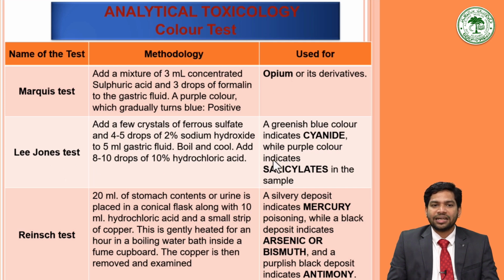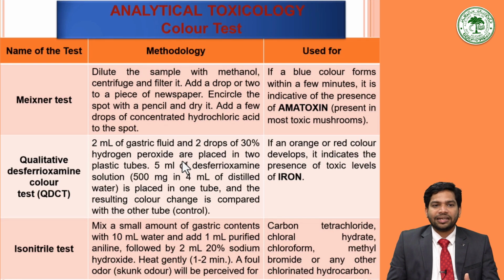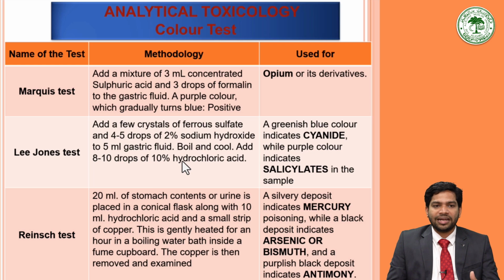Then Lee-Jones test that is done for the cyanide, where a greenish blue color indicates the cyanide, while the purple color indicates the salicylates in the sample. This is the methodology for the performance of the test. I will not read all the methodologies because this is a long list of the poisons that has to be covered. I will share the list of the color tests that has been devised by the WHO under the Analytical Toxicology guidelines that you can find in the reference section.